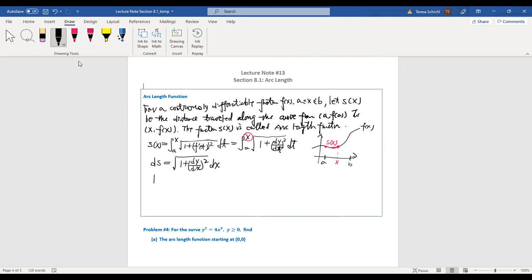Now if you take a look at ds and square that, what do you have? You will have 1 plus dy dx, squared.